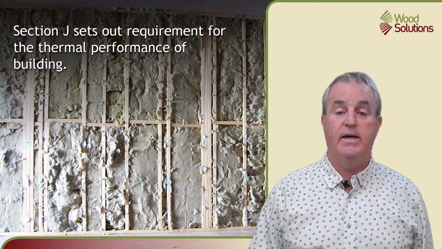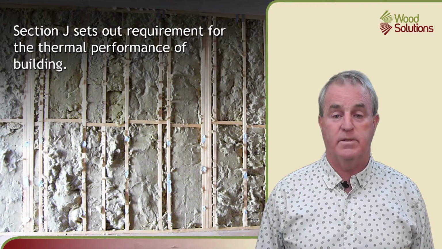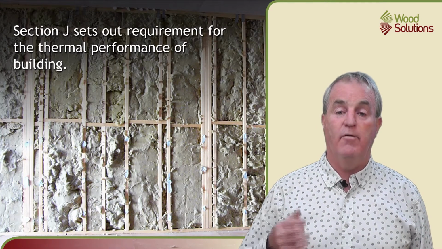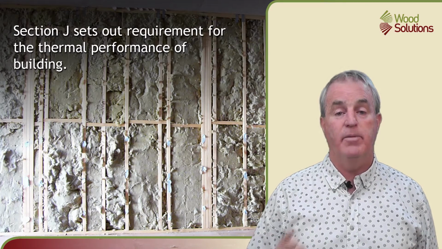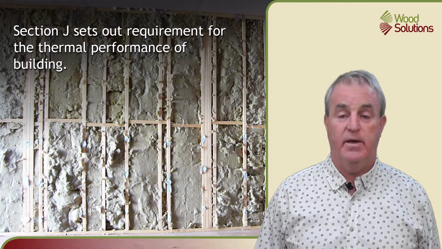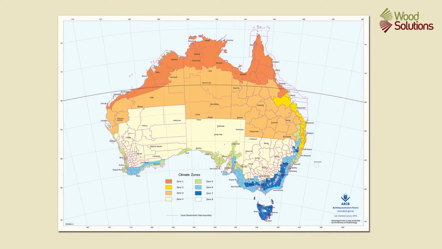Section J is the last section covered here. It establishes requirements for thermal performance. It deals with provision for building services, the building fabric, external glazing, building ceiling and other matters. These are all modified by climate. This map is included in the NCC and establishes the climate zones in force around the country. These zones are used to determine the NCC requirements for aspects such as insulation and the glazing for all classes of building.